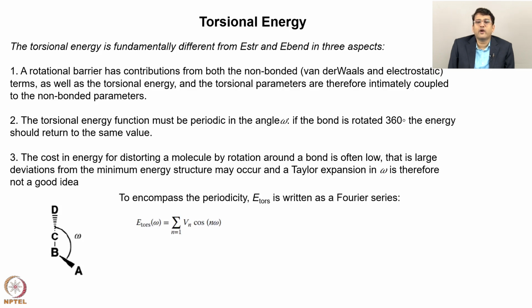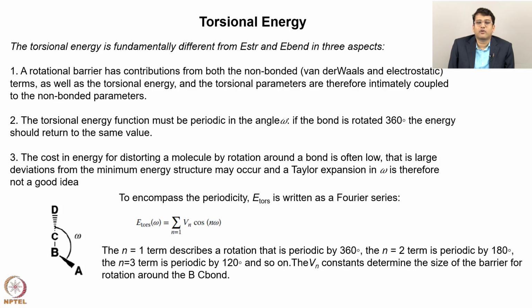So, a good idea is to express the torsion as a Fourier series, where the value of n depends upon what kind of rotation it's describing. If n is equal to 1, the term describes a rotation that is periodic by 360 degrees, n equal to 2 is periodic by 180 degrees, n equal to 3 is periodic by 120 degrees, and so on. The combination of these terms will give you the final form of the rotation around this B-C bond. So, this is the dihedral connecting A, B, C and D.